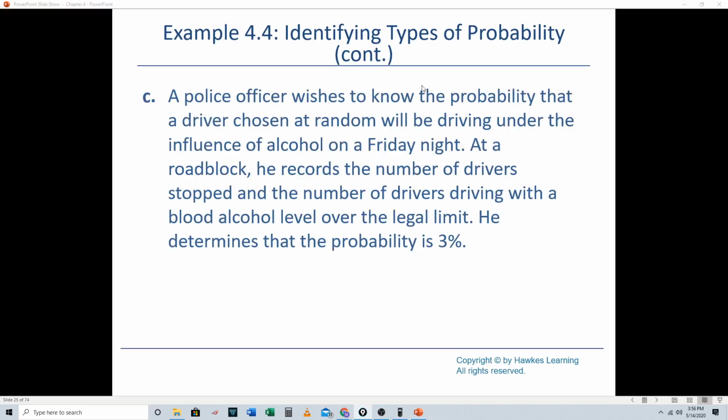And then a police officer wishes to know the probability that a driver chosen at random will be driving under the influence of alcohol on a Friday night. At a roadblock, he records the number of drivers stopped and the number of drivers driving with a blood alcohol level over the legal limit. He determines the probability is 3%. So since data was collected, that is experimental or empirical probability.